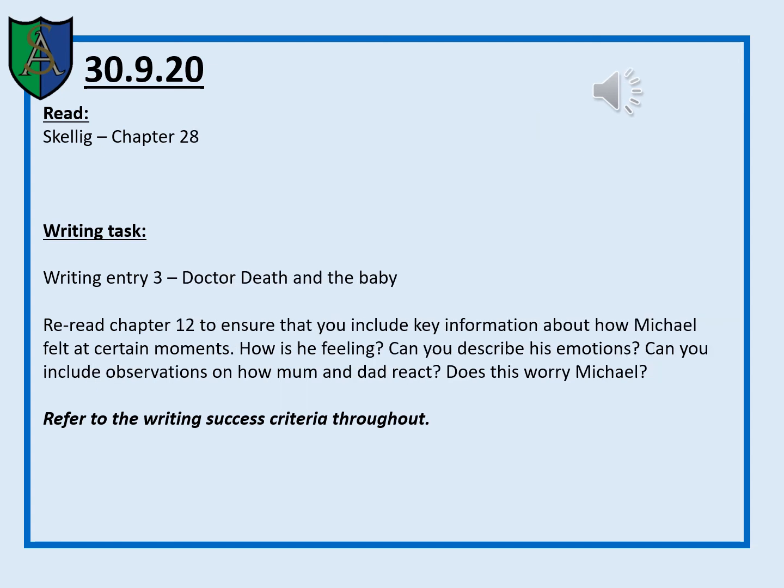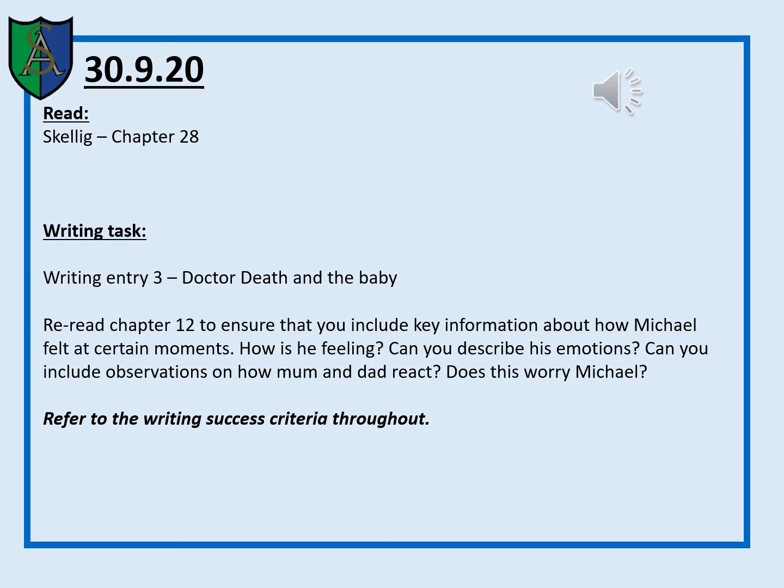So we're starting today's lesson off by reading chapter 28 of Skellig, and when you've done that, we're going to move on to the writing task. Now our writing task today is writing diary entry number 3, in role as Michael, and it's chapter 12 where he finds Dr. Death looking at his baby sister. Again, read that chapter to make sure you've got all the key information that you need. You can find it on our website. How's Michael feeling?